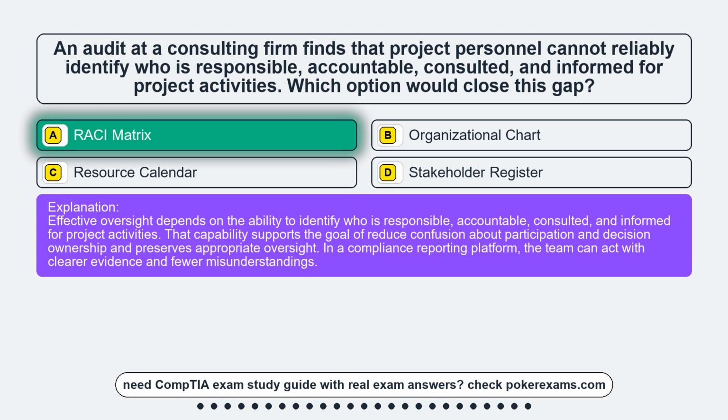Effective oversight depends on the ability to identify who is responsible, accountable, consulted, and informed for project activities. That capability supports the goal of reduced confusion about participation and decision ownership and preserves appropriate oversight. In a compliance reporting platform, the team can act with clearer evidence and fewer misunderstandings.